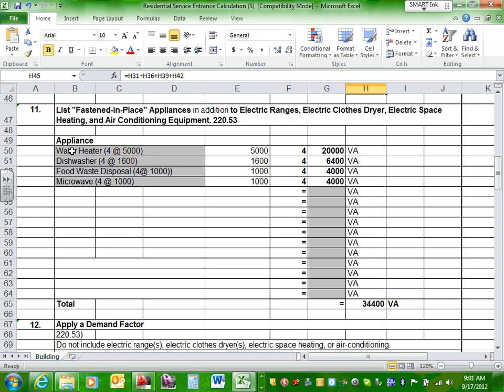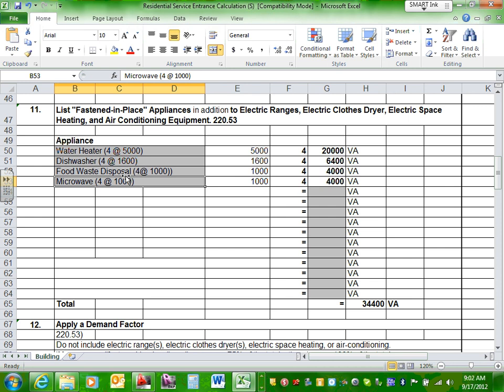Okay, water heater is fixed in place, dishwasher, food disposal, microwave. Now, if you look at other books, Darren, they might add garage door opener. These are small loads, so don't sweat it too hard. I tend to put certain loads under motors and other loads under fastened-in-place. So water heater, definitely appliances. Dishwasher, definitely appliances. Food disposal and microwave, appliances. Garage door opener, I technically put under motors because it's a motor. Sump pump under motors. Is it wrong if you put it here? No. Bottom line, guys, you're talking about peanuts here.